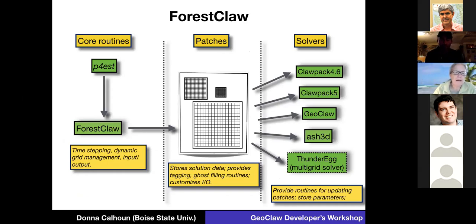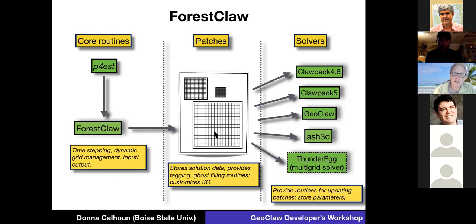So again, here's just the main outline. We have core routines. PForest is the mesh management library. ForestClaw contains core routines that manage things like time stepping, dynamic grid management, input, output, things like that, but basically knows nothing about what is inside of each box. So a user could come along and say, I don't want to use a cell-centered grid, I want to use a node-based grid. As long as they're willing to write the various things they would need for that type of patch, they're able to do that, and ForestClaw wouldn't care at all.